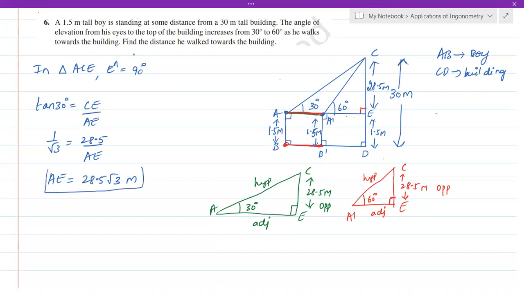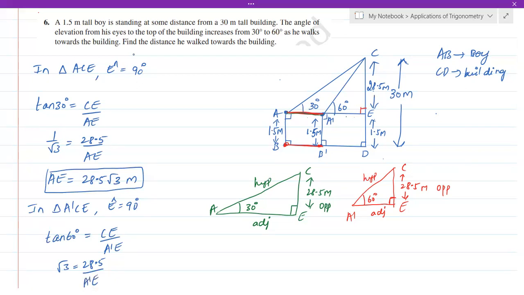In the next step, what we are going to do is take the other triangle, that is triangle A'CE. Again, E is 90 degrees. You can observe the red color triangle. So the given angle is 60 degrees. So we're going to use tan, because opposite is given. We have to find adjacent. So tan 60 is opposite by adjacent. Again, opposite is CE. Adjacent is A'E. Now tan 60 is root 3. CE is 28.5. A'E, we have to find it, isn't it? So let's write it as it is, A'E.